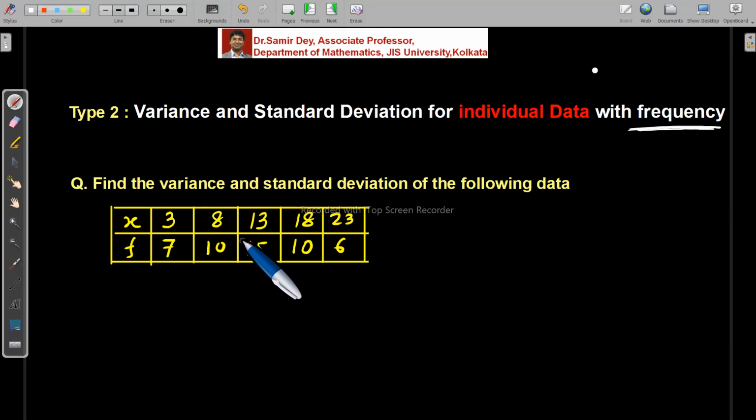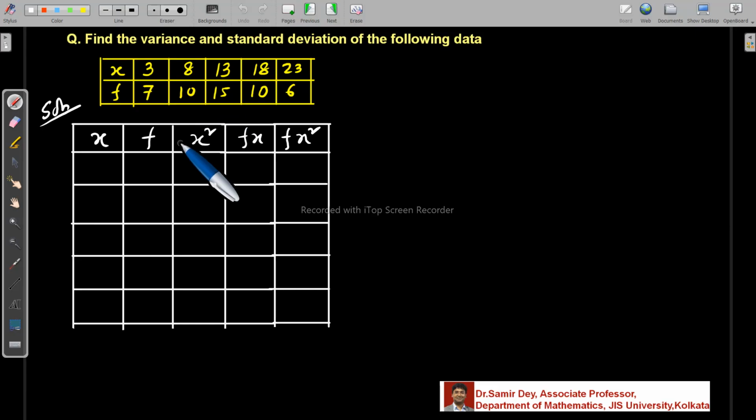Okay, now try to understand how to solve the question if I have individual data with frequency. This is the question, and these are the table. Now again you may have a question in your mind: sir, how to decide that I should construct these 5 columns? It is very easy. Already you know the formula for variance. So from where have I decided that I should create 5 columns? Okay, now try to understand.